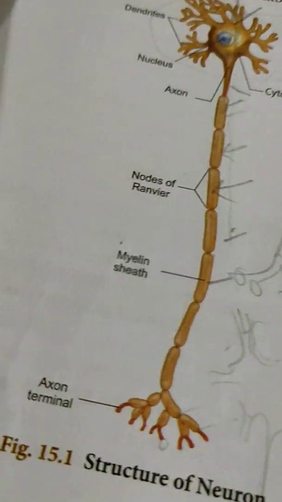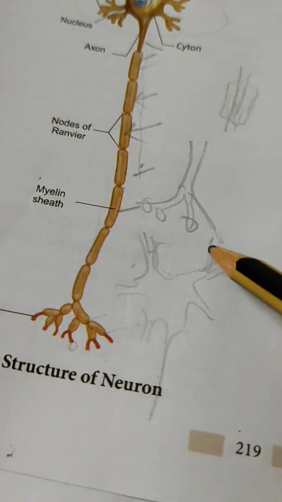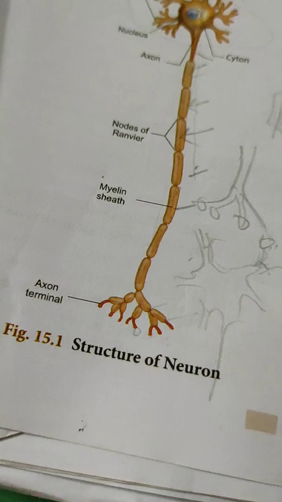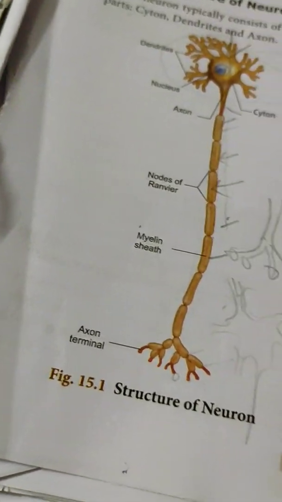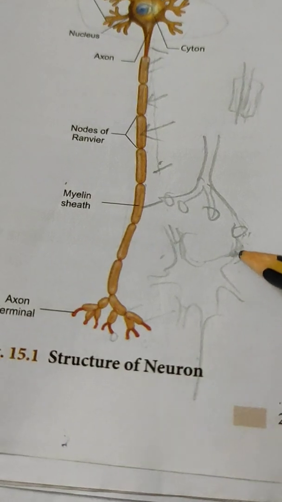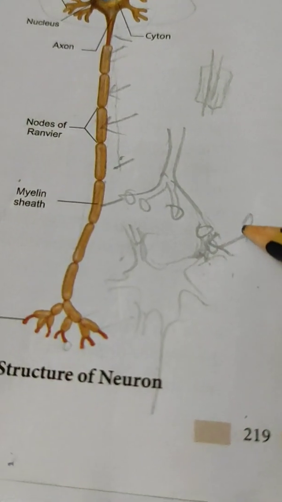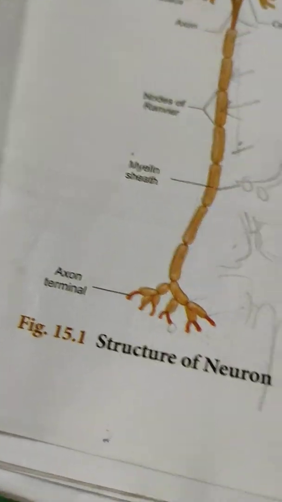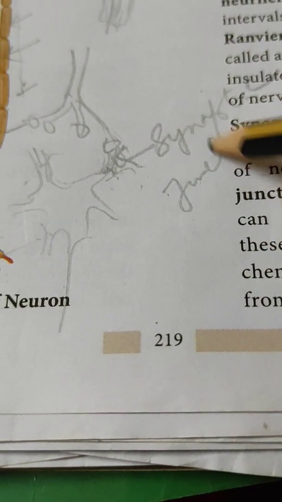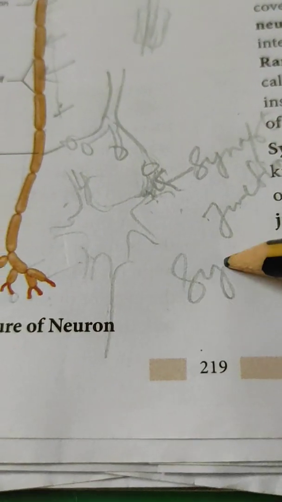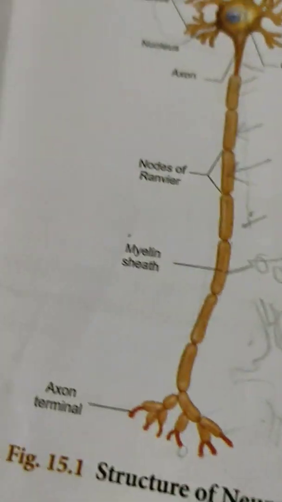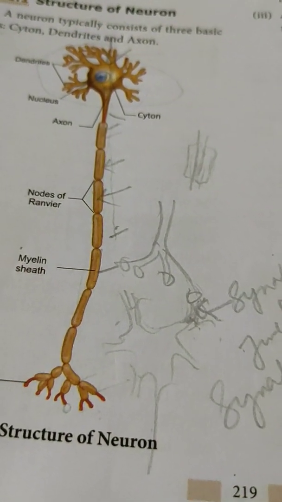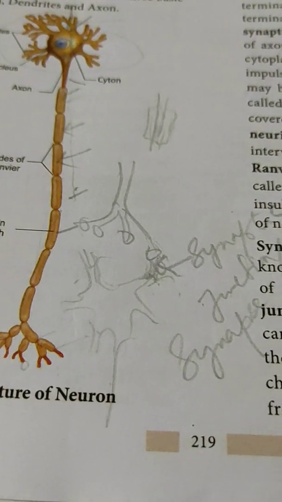This is the synaptic knob of one axon, the axon of a neuron, and the dendrites or dendron of the next neuron. This junction, between the synaptic knob and the dendrites of the neighboring neuron, is called the synaptic junction, or it is also called the synapse. Information from one neuron can pass to another neuron through these junctions with the release of some chemicals known as the neurotransmitters.